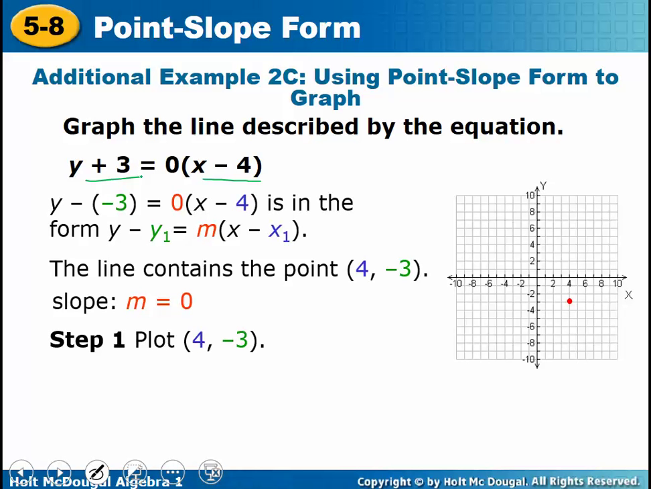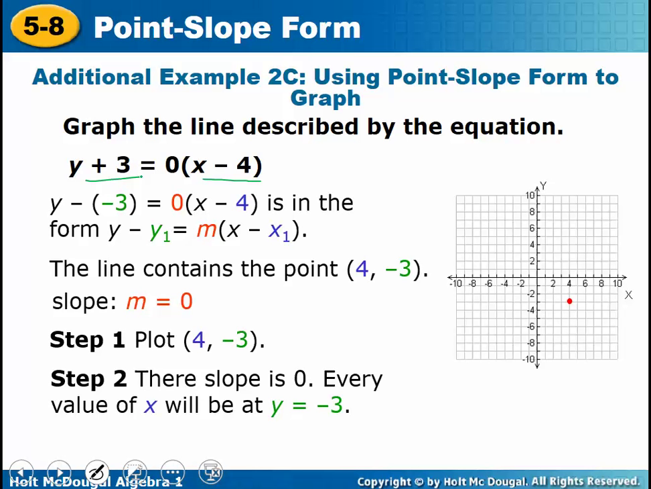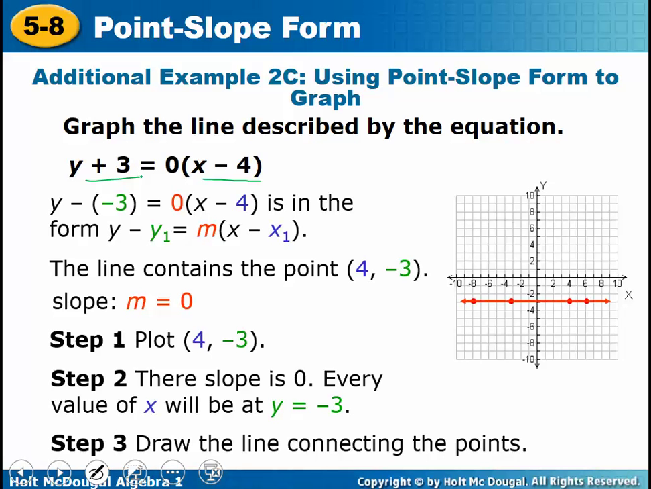So we go over 4 and down 3 and put a point. Now the slope is 0. That means that no matter what, the y will always be -3. It's going to be a horizontal line. So you just draw a horizontal line. You don't even need to add those points. Just draw a horizontal line through y equals -3. And that is your line graph.